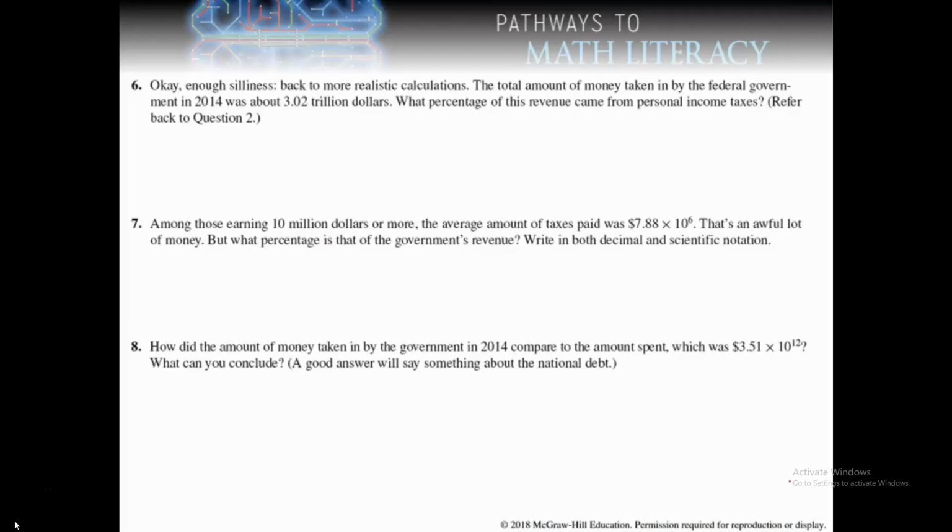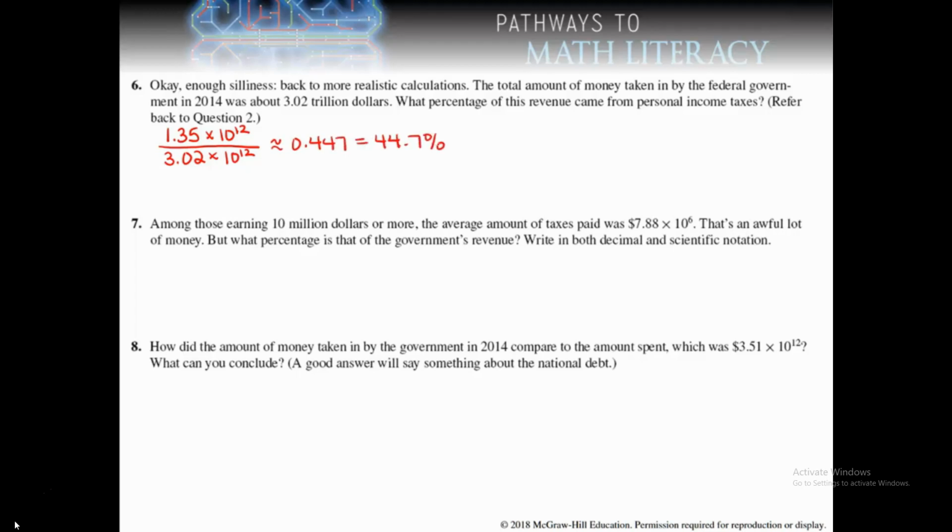In question six, the total amount of money taken in by the federal government from all sources in 2014 was about $3.02 trillion. What percentage of this revenue came from personal income taxes? Well, remember that from question two, we found out that the amount coming in from personal income taxes was $1.35 trillion, so 1.35 times 10 to the 12th. We're going to divide that by the total of all revenue, 3.02 trillion, or 3.02 times 10 to the 12th, to get the percentage. And that comes out to about 0.447, or 44.7%.